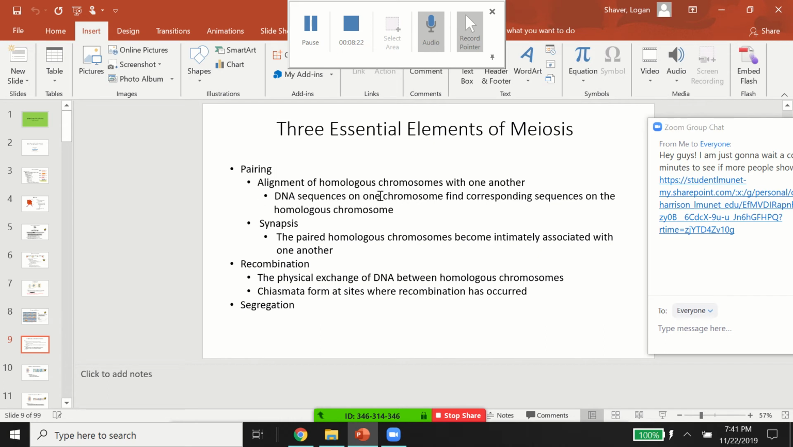But anyway, what I'm saying here is that those must align with one another, and that's part of that pairing process. Synapsis is when they become closer together, and they're able to exchange DNA. But there is a term specifically for that, so we'll get to it in a minute. Recombination, that's actually what I mean with this whole synapsis. So synapsis is the process of coming together, but recombination is where it exchanges DNA itself. Segregation, of course, is more aligned with anaphase, where they segregate.